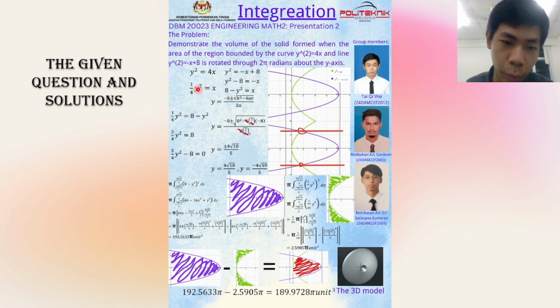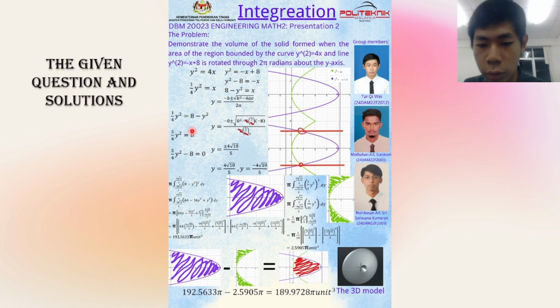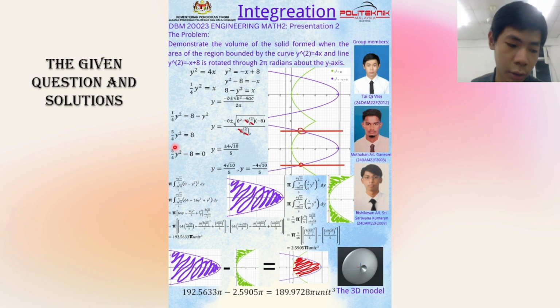After that, we can combine these two expressions to find y. We need y because when we integrate, we are using the y-axis, so we need to get the y value. After we put it in here, we set the right-hand side equal to 0, so we move everything to the left-hand side. As you can see, this is a quadratic equation form, so we use it to find y. After we substitute all the values in here, we get y equal to 4 square root of 10 divided by 5, and the other point is the negative of it.